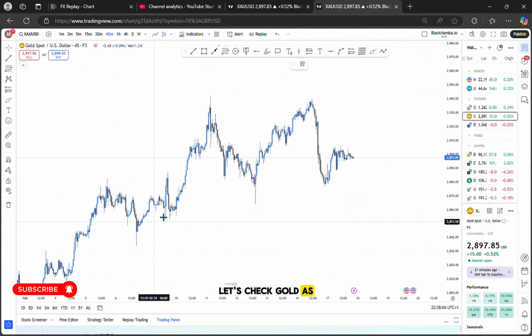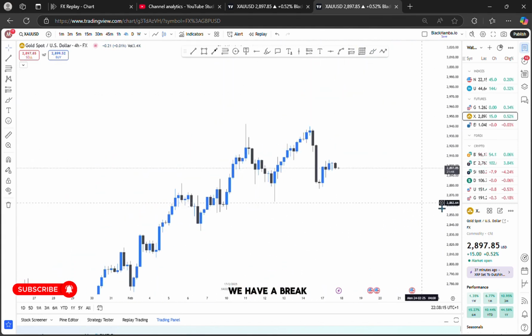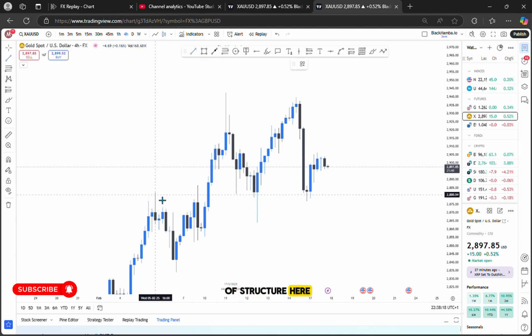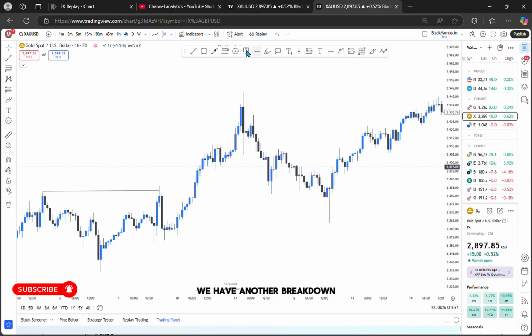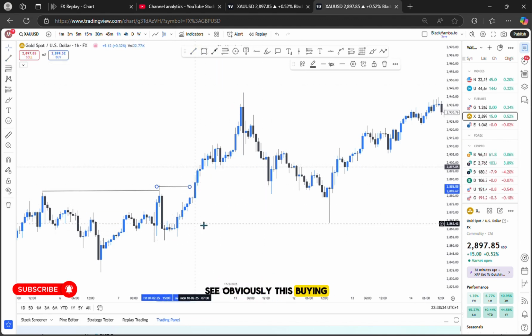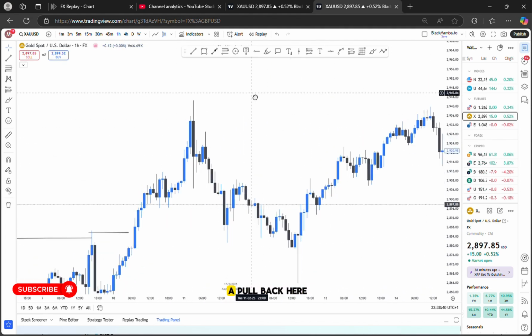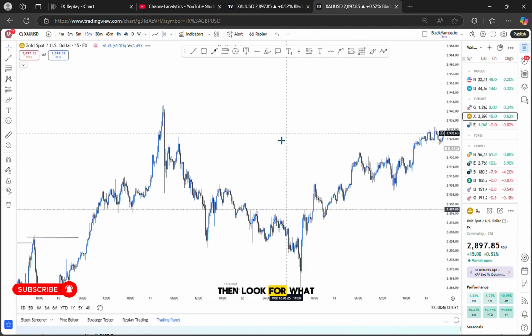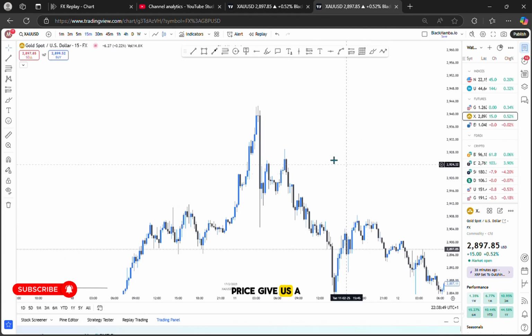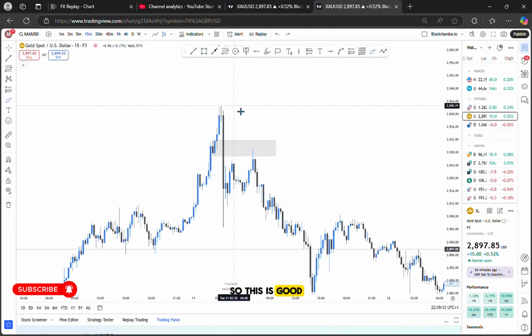Let's check gold. You can see it was bullish. We have a break of structure here. Let's check one hour. We have another break of structure here. See, obviously this buying move has been overextended, and we'll be expecting a pullback here. So if we go to like 15 minutes, let's look for what happened there. Price gave us a valid breaker block here as well. So this is gold at an all-time high.